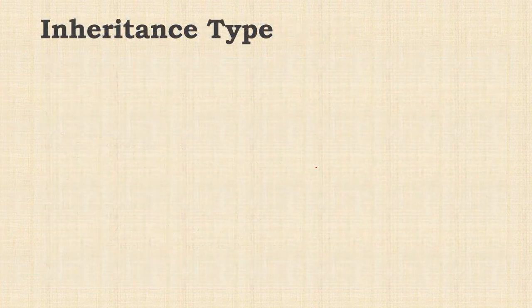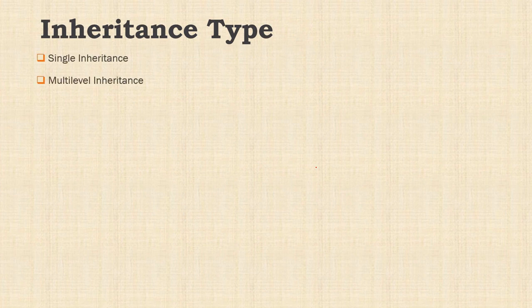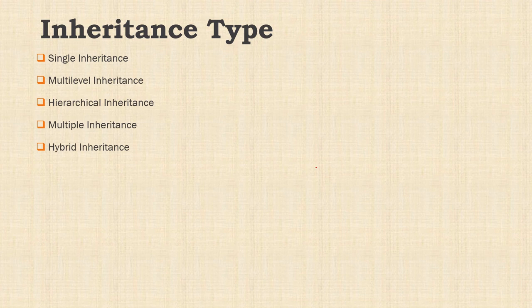Okay, so now we are going to see inheritance types: single inheritance, multi-level inheritance, hierarchical inheritance, multiple inheritance, and hybrid inheritance. These all are types of inheritance. We'll see one by one, and we'll try to understand from core to advanced.